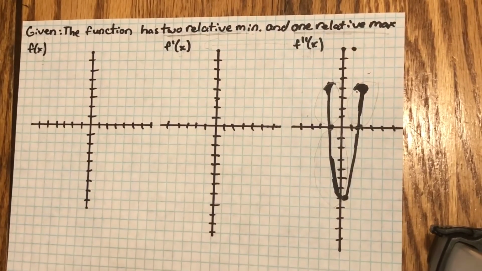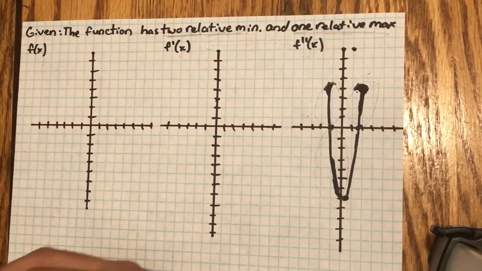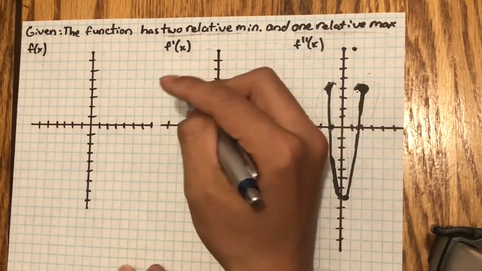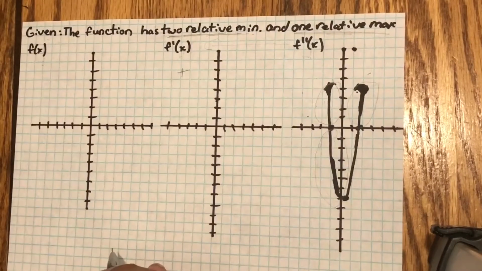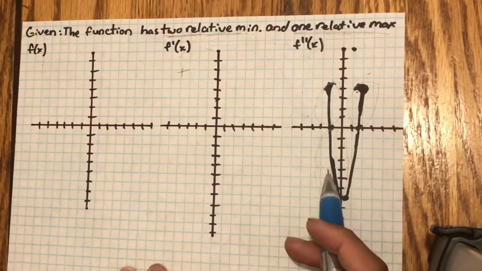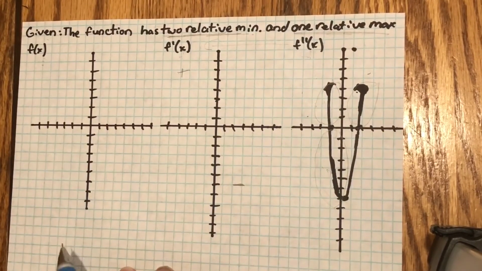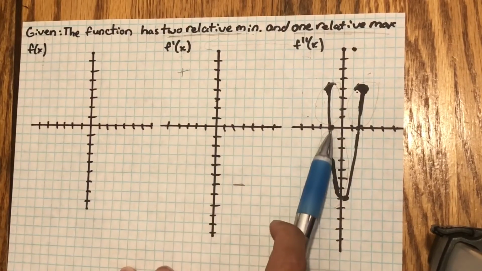It means that for f prime of x, when f double prime of x is above the x-axis, f prime of x is increasing. And when f double prime of x is below the x-axis, f prime of x is decreasing. So let's mark the points on the graph of f prime of x where it changes from increasing to decreasing and decreasing to increasing.